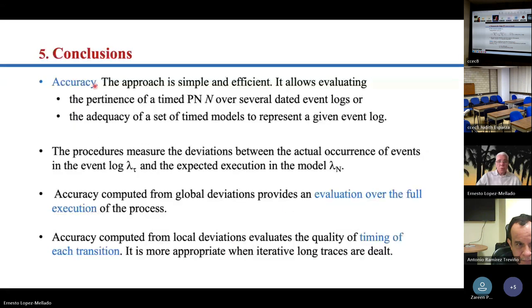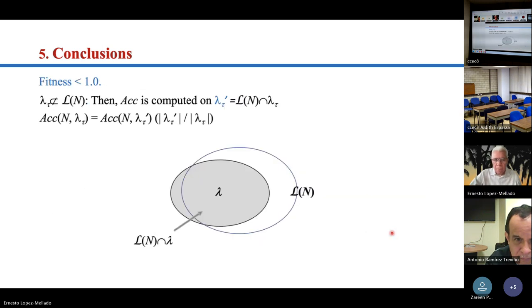There are two ways of performing the computation of the deviation. One is called the global deviation, in which we have delays and advance, and all are taken into account. It is valid for evaluating the full execution of the process. Then the local deviation, taking into account the timing of every transition, the deviation in every transition.